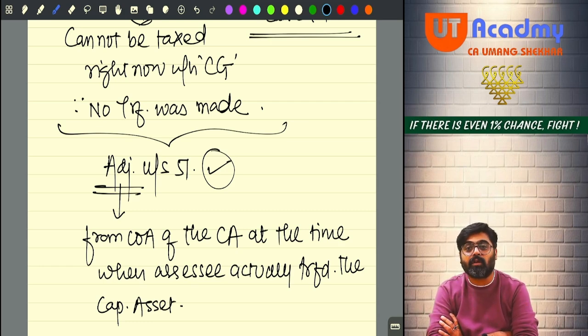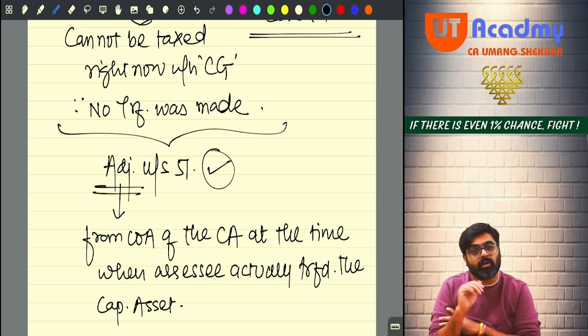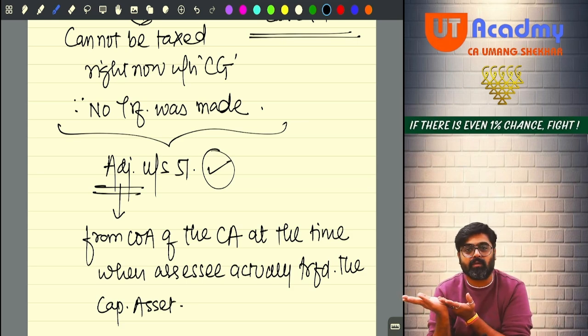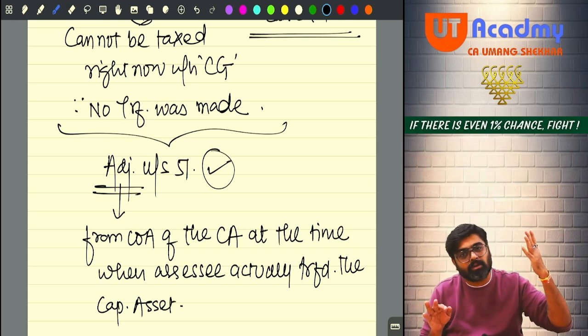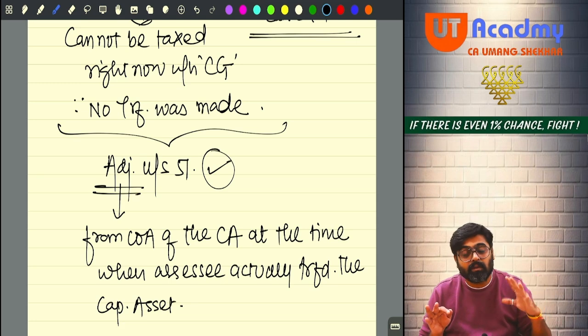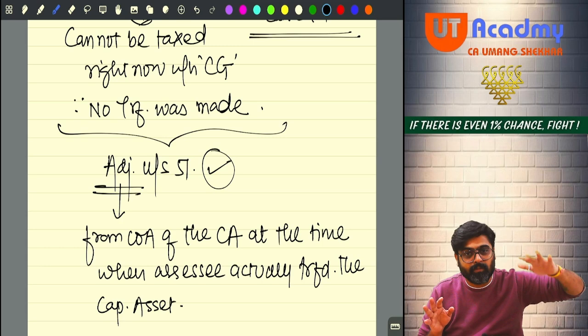That much cost will not be allowed as a deduction which is equal to your advance money received and forfeited, because that cost you have already recovered right now, which could not be taxed right now under the head capital gains. So don't worry, that cost you don't reduce. That cost is already recovered. To the extent of this amount, your cost will be reduced.